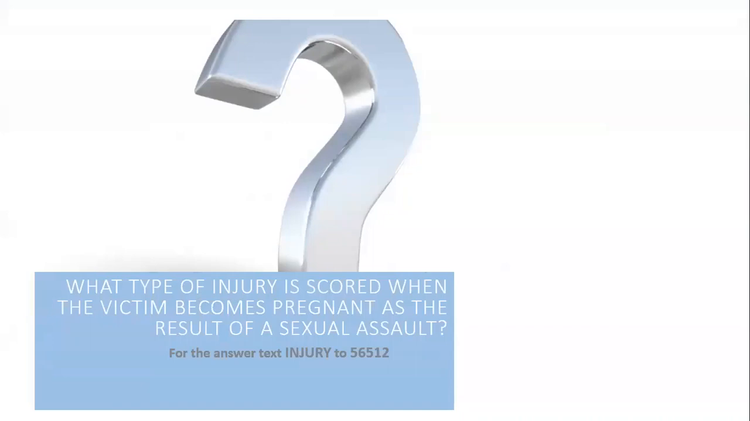So what type of injury is scored when the victim becomes pregnant as a result of a sexual assault? For the answer, text injury to 56512.